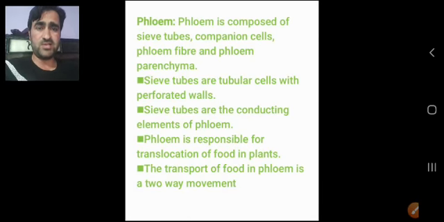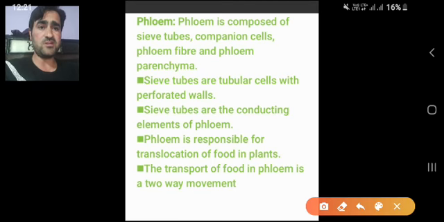Phloem is a living tissue. It's composed of sieve tubes, companion cells, phloem fibers, and phloem parenchyma. Sieve tubes are tubular cells with perforated walls. Sieve tubes are conducting elements of phloem. They are responsible for translocation of food in plants, and the transport of food in phloem is a two-way movement, while in xylem the conduction of water and minerals is only a one-way movement.